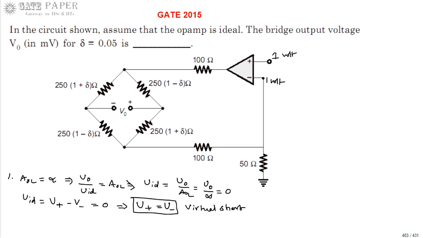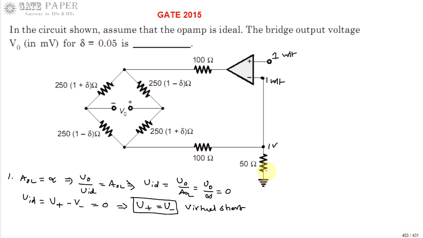The meaning is that two nodes will be at the same voltage whenever there is a short between them. Even though they look separate, they are virtually shorted. That's why it is called a virtual short. So if you know the voltage at one terminal, definitely the other terminal also has that voltage. Because of that, we can say the inverting terminal is also at 1 volt. So this is 1 volt.